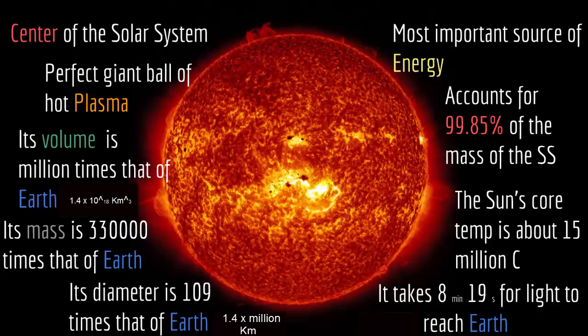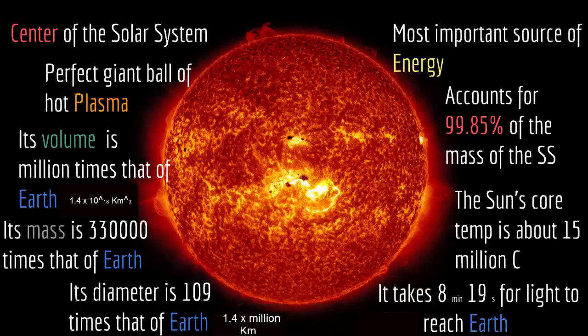And lastly, the diameter of the sun is about 109 times that of the Earth, so it's extremely big. These are some of the characteristics that can go under the definition of the sun. It is the center of the solar system. It is the most important source of energy. It is extremely big. It accounts for 99.85 mass percent of the solar system. The volume of it is a million times that of the Earth. The mass of it is 330,000 times of the Earth.